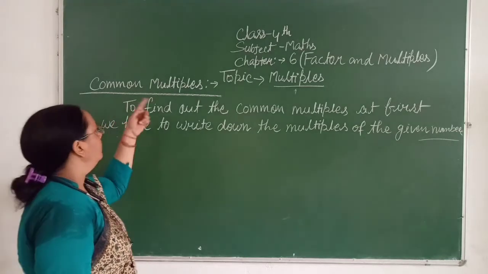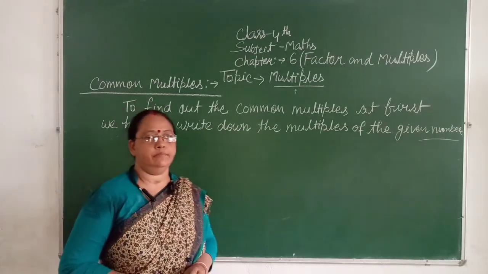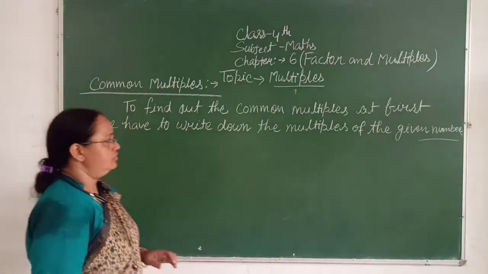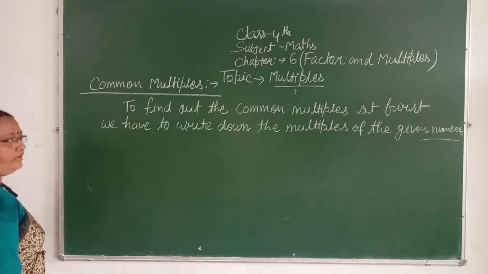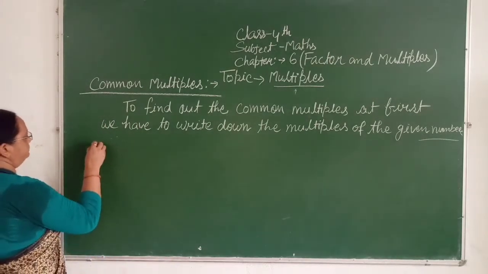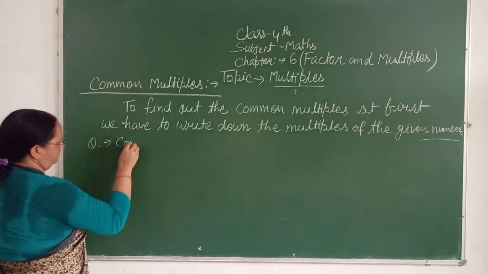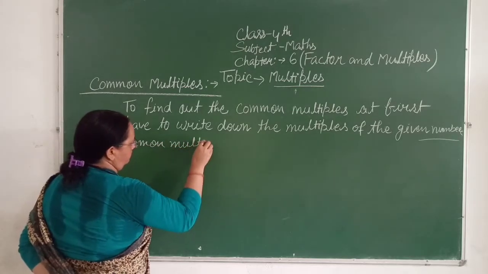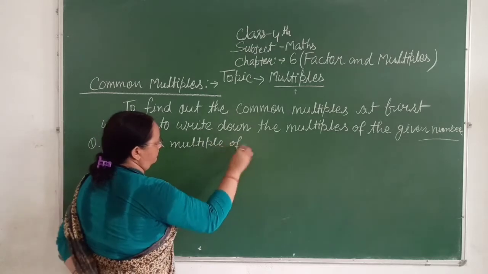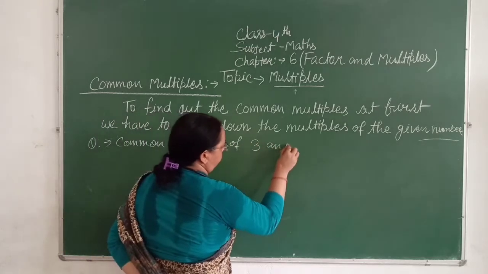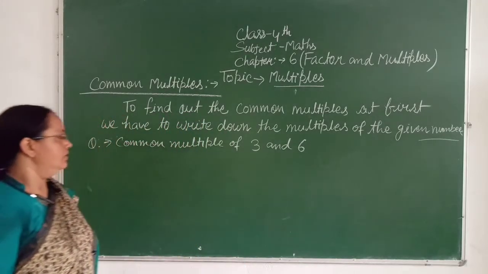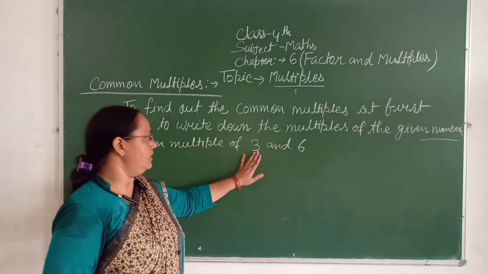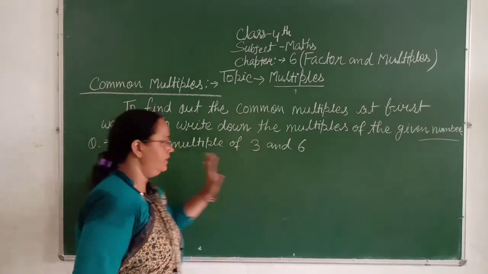Now students, common multiples. To find the common multiples, at first we have to write down the multiples of the given numbers. So let us say we have to find out the common multiples of 3 and 6. We have to write down the multiples of 3 and multiples of 6 separately.